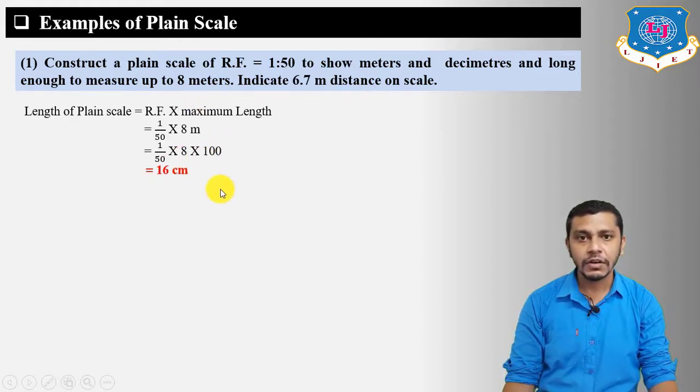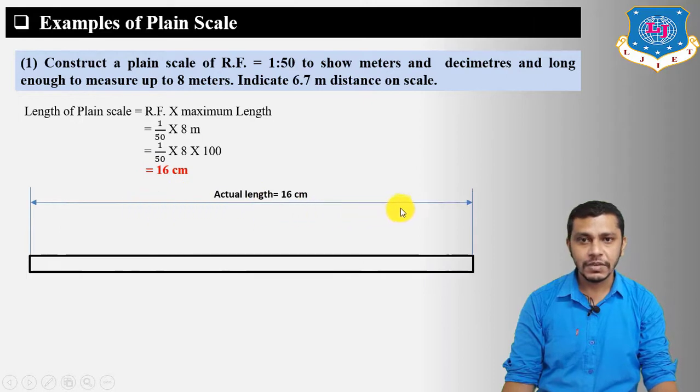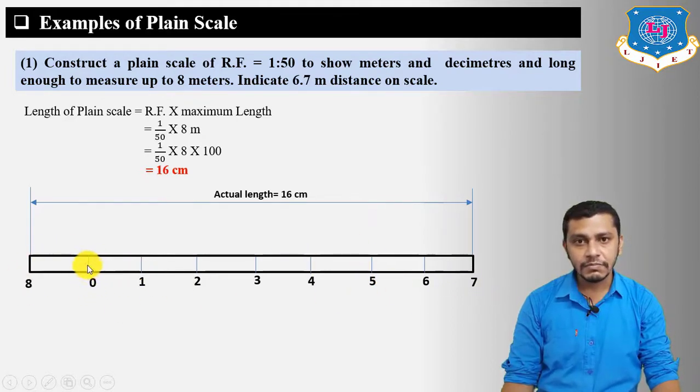So first of all, we have to draw a scale having length equal to 16 centimeter. This will be the actual length of the scale. Now here we have to show 8 meters on the scale. That means we have to make 8 main divisions on the scale. So divide this scale into 8 equal parts and mark the divisions 0, 1, 2, 3, 4, 5, 6, 7, 8. We have to mark the 0 at the first main division because it is a plane scale.